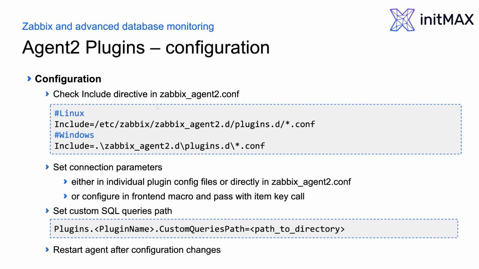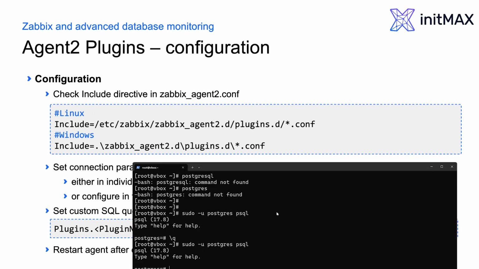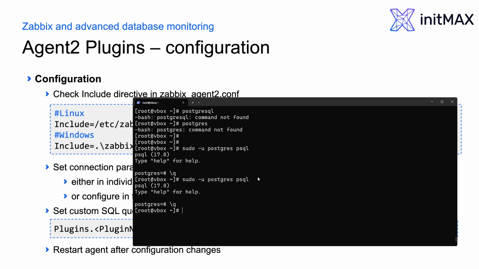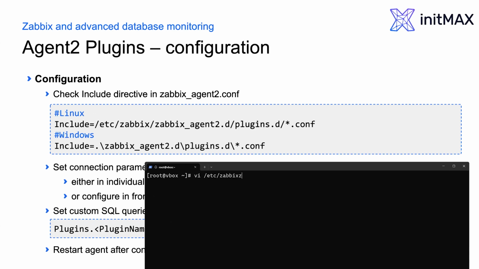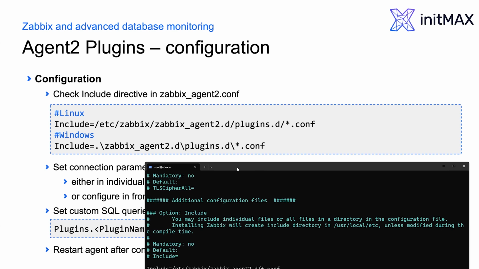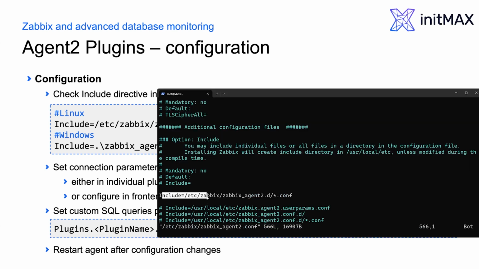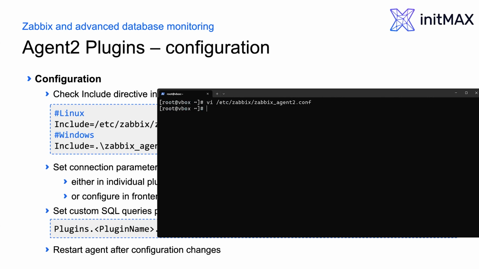Agent 2 plugin configuration. So first thing first, we need to check the include directive in the Zabbix config file, which I already kind of showed you, right? So if we go here, let's see zabbix_agent2.conf, and search for, well, we don't need to search. We already have include here. So everything that is going to be in the /etc/zabbix/zabbix_agent2.d folder and ending with .conf will also be automatically loaded by the Zabbix agent whenever we restart.